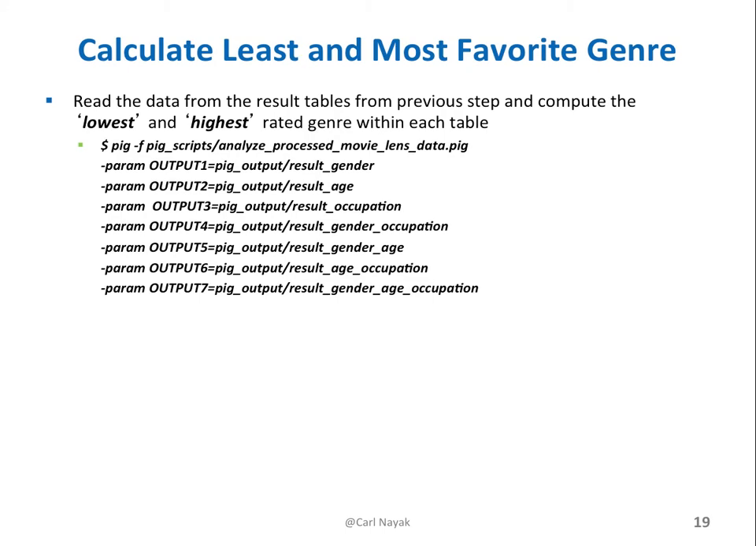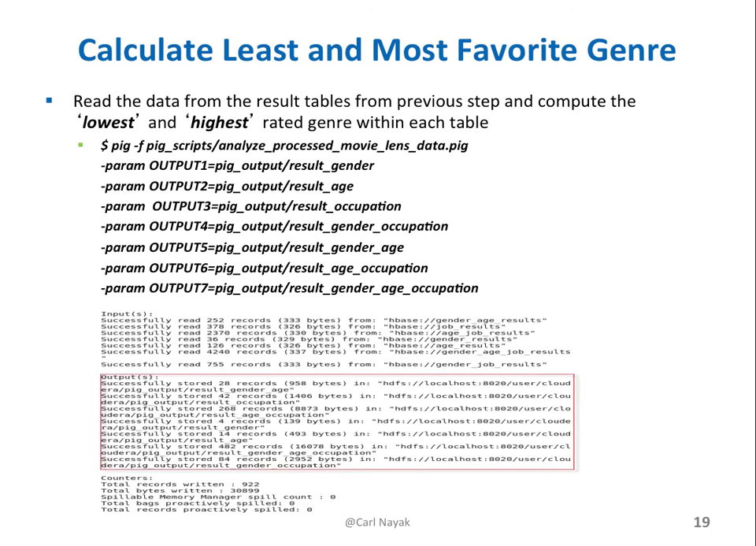The last MapReduce job involves reading the input from the previous steps to determine the lowest and the highest rated movie genres for each demographic grouping within the table. The results for these jobs are stored in HDFS.